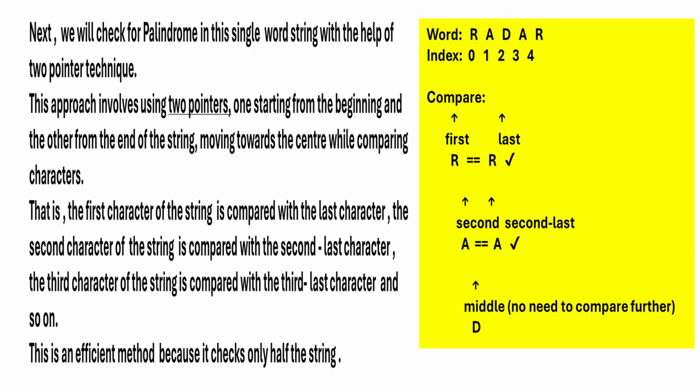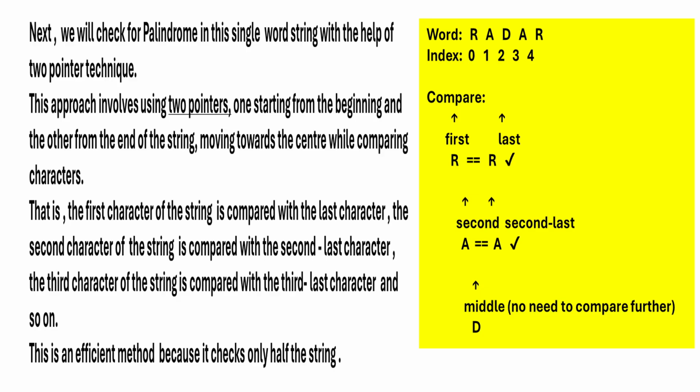Let us take the example of the word radar. Here the character index is 0, 1, 2, 3, 4. We start comparing. The first character is R. The last character is also R. They are same. Therefore there is matching. The second character is A. The second last character is also A. They are same. So there is matching.